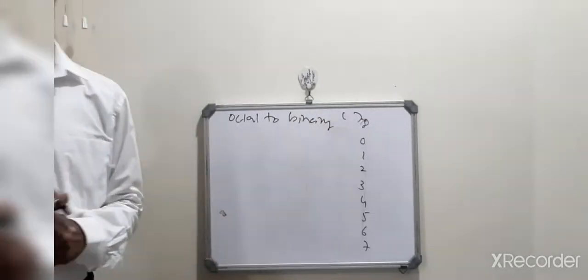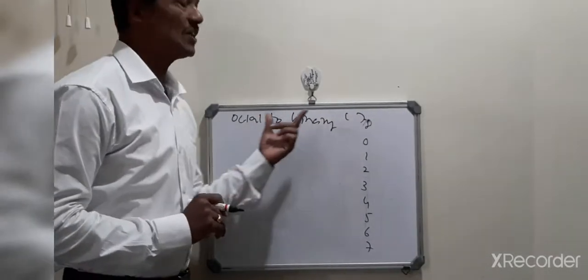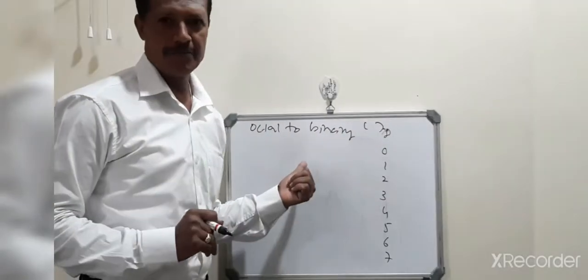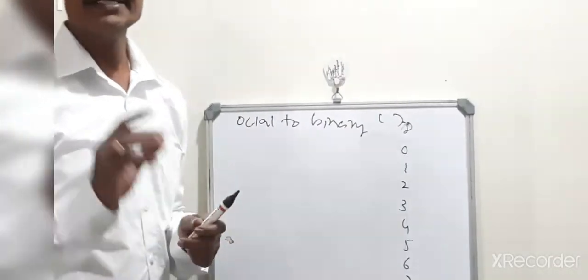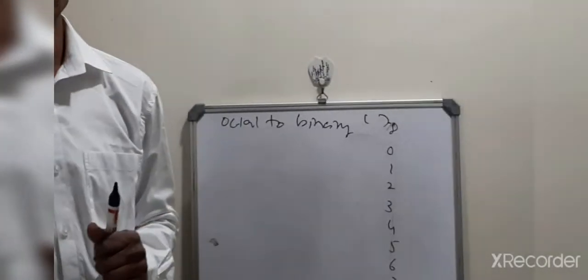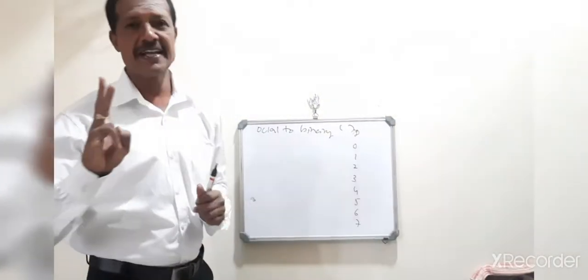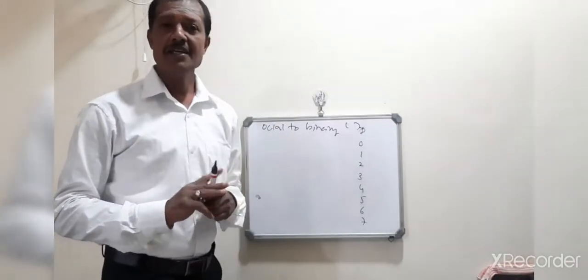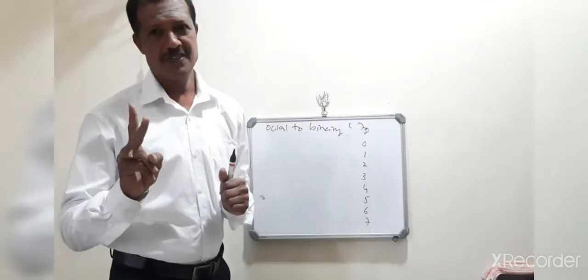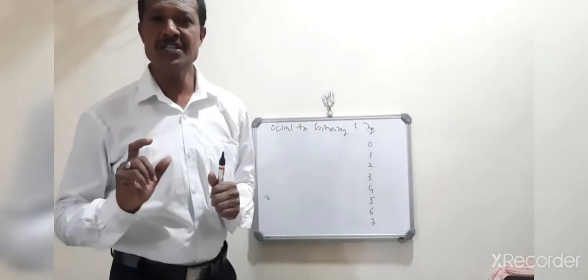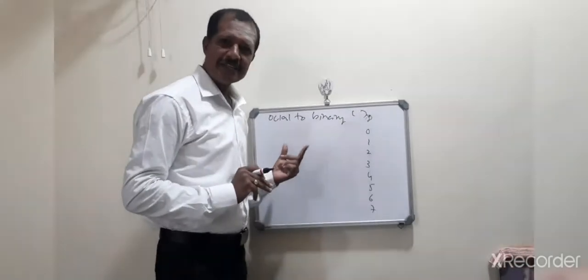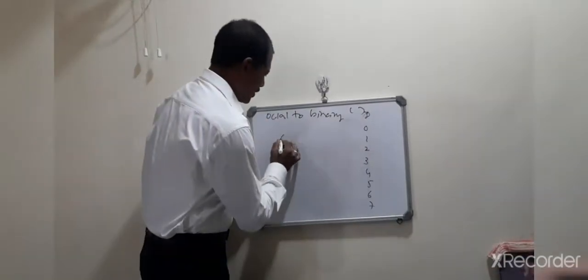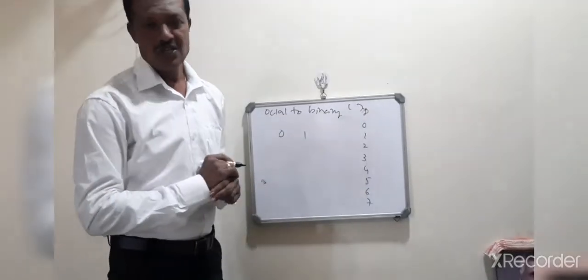Then binary to octal. If you want to convert octal to binary, you need to know the equivalent binary number for the octal number. For that you can take a group of 3 binary digits. In binary how many bits are there? 2 bits, 0 and 1. 0 and 1 are the bits in binary in digital electronics. So here 0 is 1 bit, 1 is 1 bit.